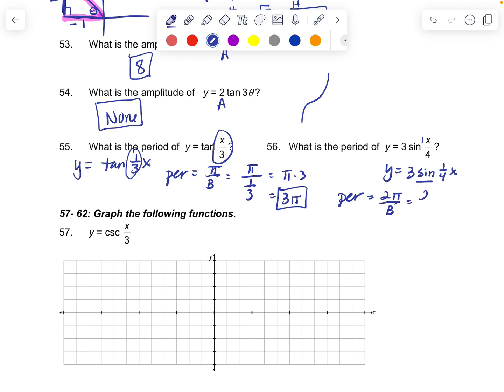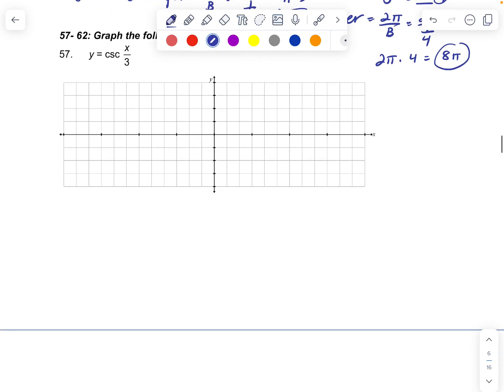Now plugging that in, you're going to get 2 pi over, the b is the number in front of the x, which is the 1/4. Same trick here, you're multiplying by the reciprocal, so this is going to give you 8 pi. All right, graphs. Almost there.